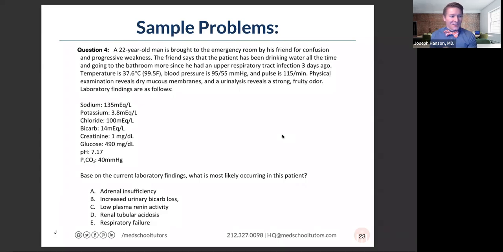Okay, good. Good answer based on what we said in the chat. So the answer is respiratory failure. And the reason that's respiratory failure is that we have a higher CO2 than we wanted to, and that means we're not breathing enough. And the reason that this is likely happening is that this patient has been doing Kussmaul respirations for the last 3 days, and his diaphragm is finally done with it and is going to give up.